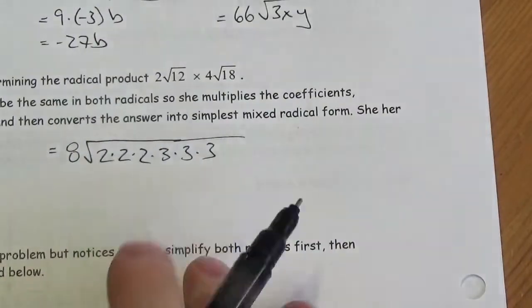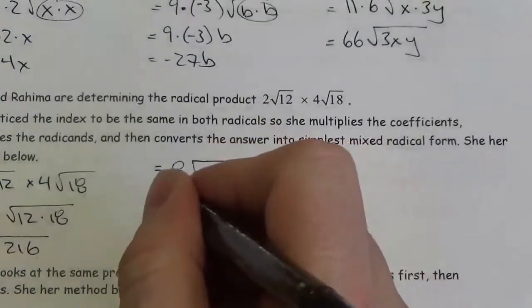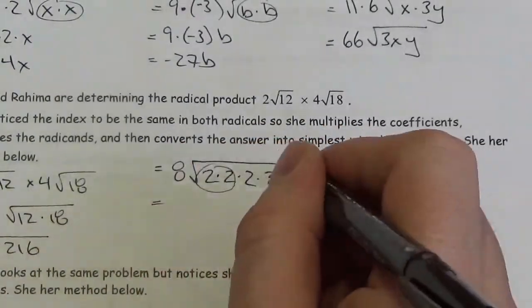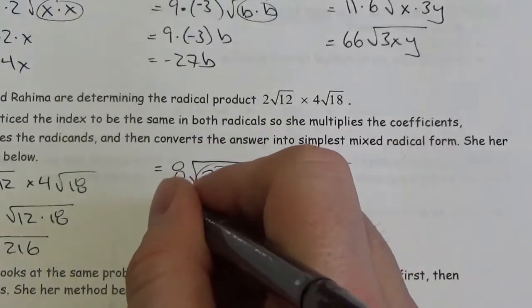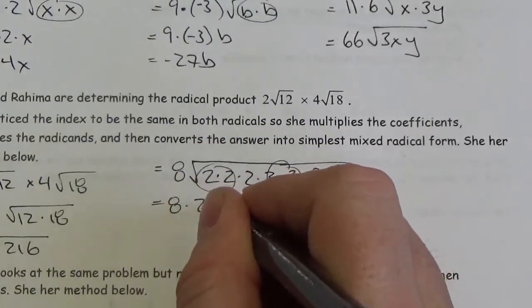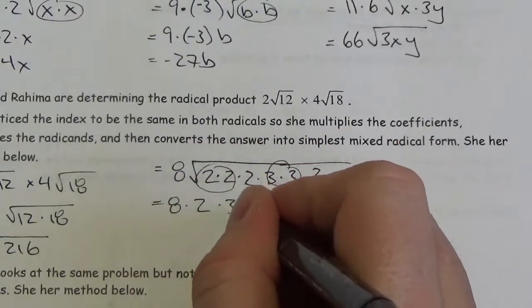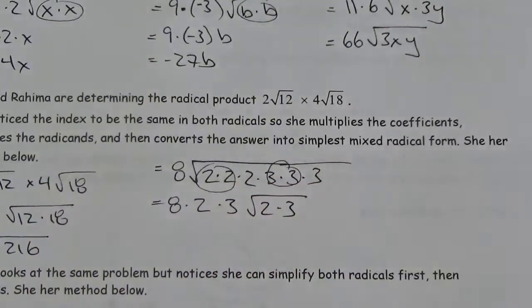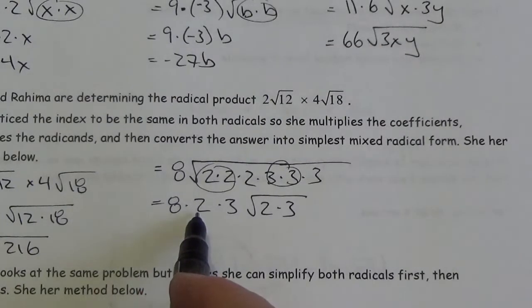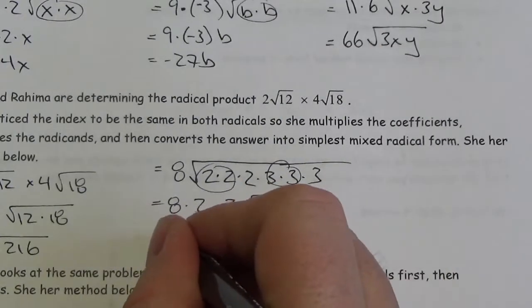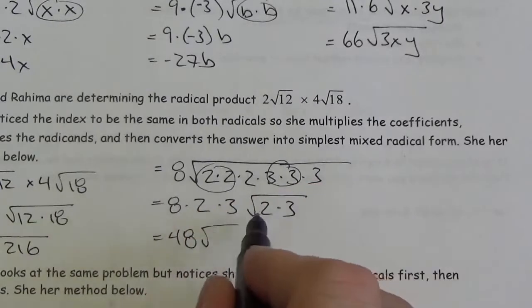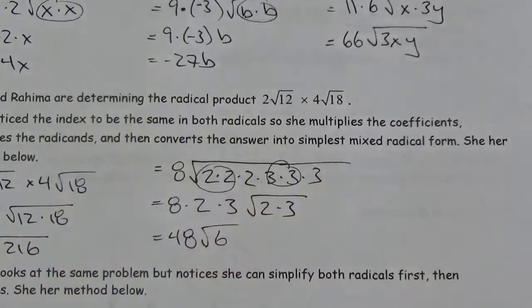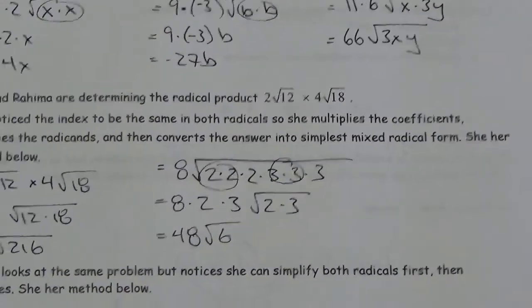So here we go. Now to simplify this, each pair of factors is going to come out. So that's going to be 8 times 2 times 3, but I'm still left with a 2 times a 3 under the radical. Well, 8 times 2 is 16, times 3 is 48, 2 times 3 is 6. So there we go. So she gets 48 root 6.